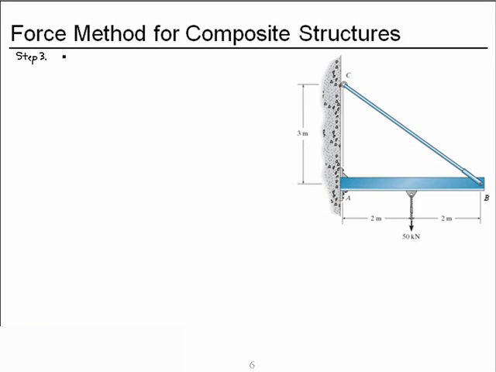Now step three. We need to start calculating the deflections from those pictures we drew of the primary structure. And so let's begin by predicting deflection of the primary structure, which has a cut in the tie, BC, due to the applied load.